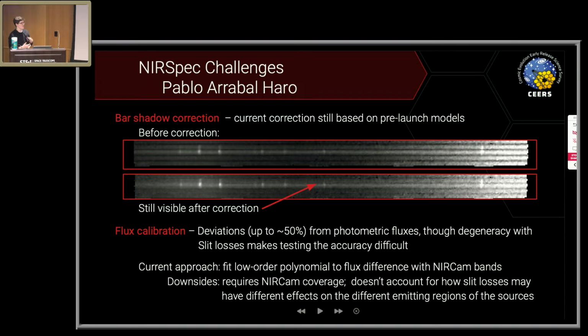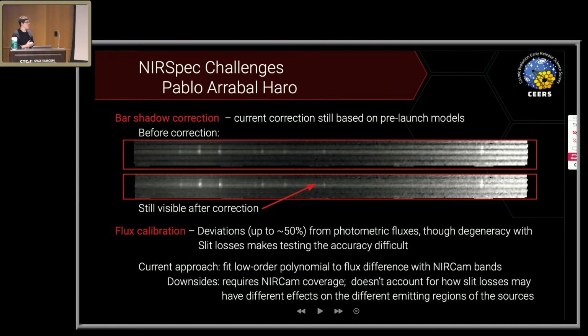It's degenerate with the slit losses, and so it makes testing what the problem is, whether it's slit losses or the flux calibration, or which portion of those, really hard to separate those two effects.